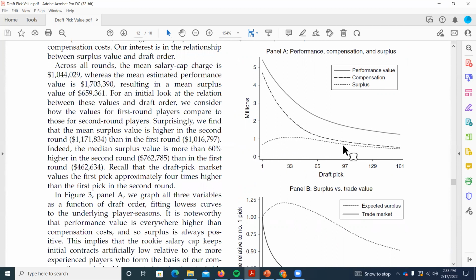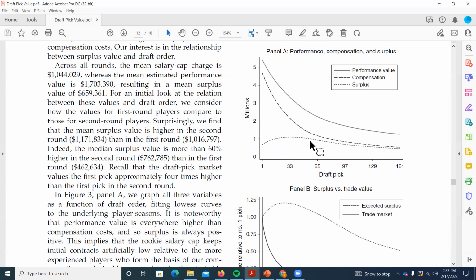And then the difference between the two would be the surplus. So notice initially, the surplus value of having a worse pick is actually going up. Having that 15th pick in the draft, the surplus value is pretty high. I can't get as high of a performance of a player, but the gap between how good the player is and how much I end up having to pay them is much larger.